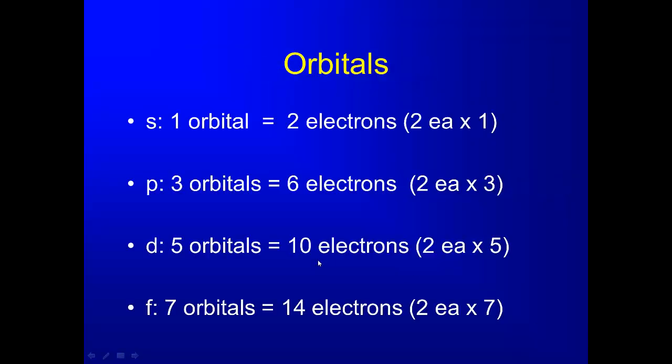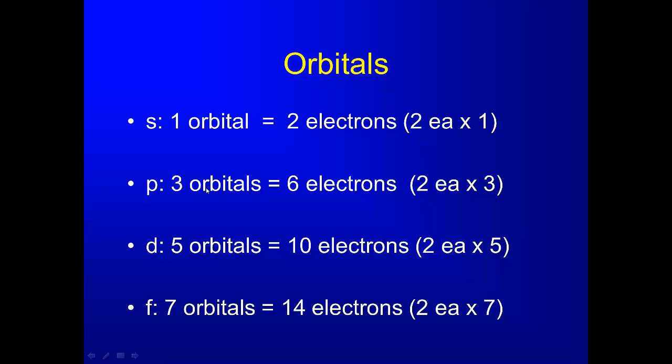So what else do I need you to know about those orbitals? In each orbital, they can hold 2 electrons. Make sure you write this down. The s orbital, there's only one orbital, but it can hold a maximum of 2 electrons. So 2 electrons in the one orbital.